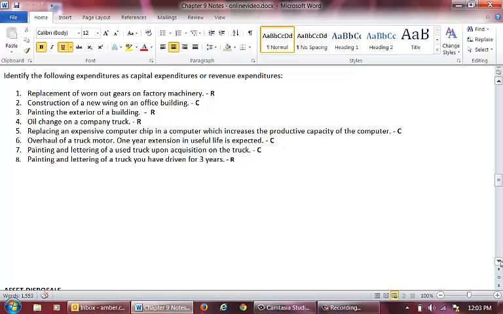Painting and lettering of a used truck upon acquisition of the truck. Now, by painting and lettering this truck before we put it into use, that is preparing the asset for its intended use, and therefore that expenditure will be classified as capital. However, painting and lettering of a truck you have driven for 3 years, that is simply maintaining that truck, and that would be therefore classified as a revenue expenditure.